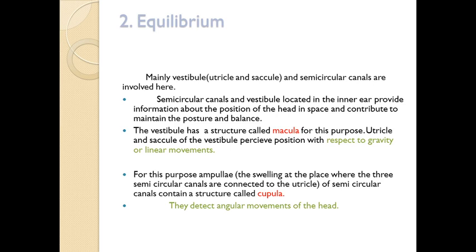The vestibule has a structure called macula for this purpose. Utricle and saccule of the vestibule perceive position with respect to gravity or linear movements. For this purpose, ampullae, the swelling at the place where the three semicircular canals are connected to the utricle of semicircular canals, contain a structure called cupula. They detect angular movements of the head. So these are the main functions of the macula and cupula respectively.